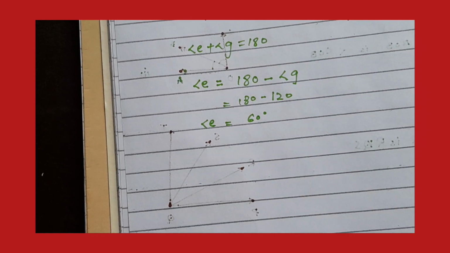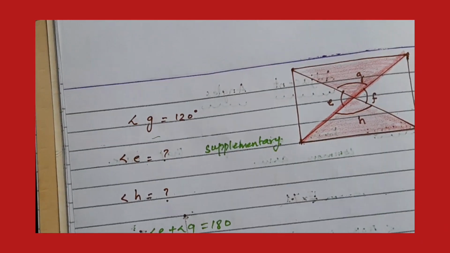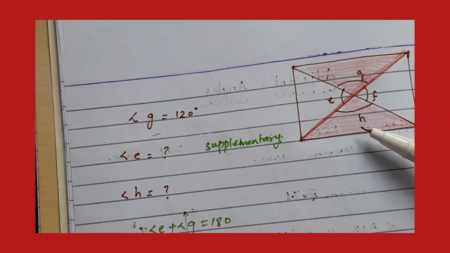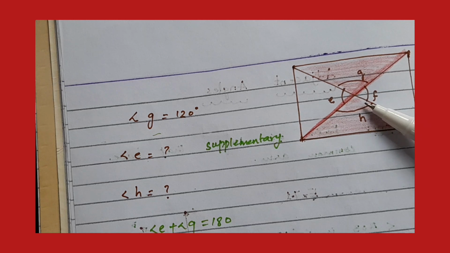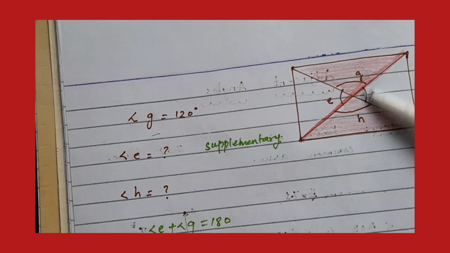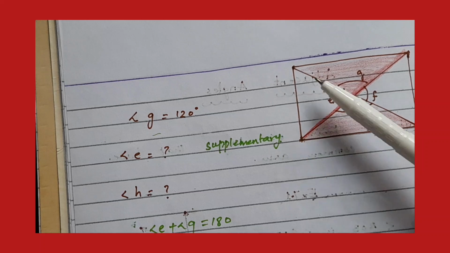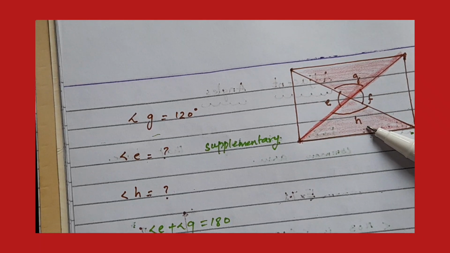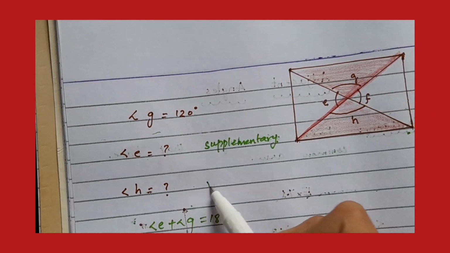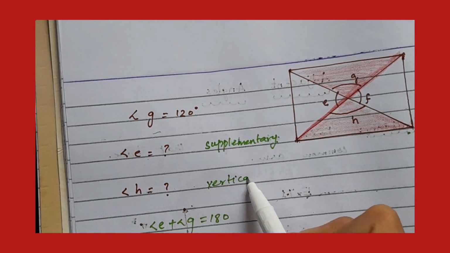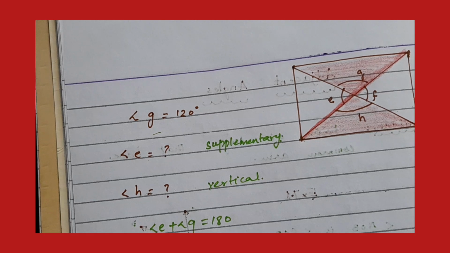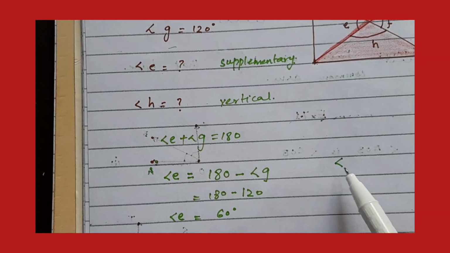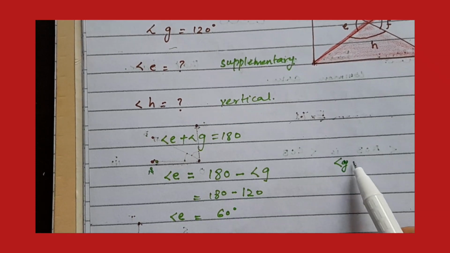Similarly, if we look here, angle G and angle H are vertically opposite, and they are on two intersecting lines. That means angle G and angle H are vertical angles, and vertical angles are equal. So that means that angle G is equal to angle H.